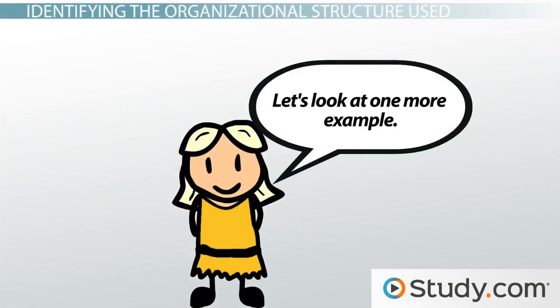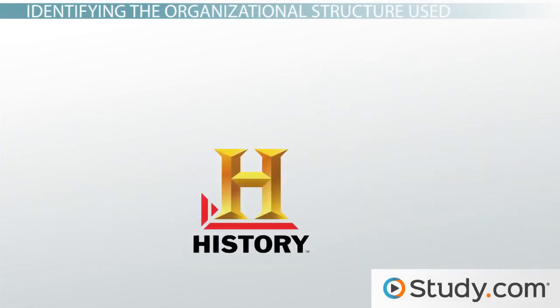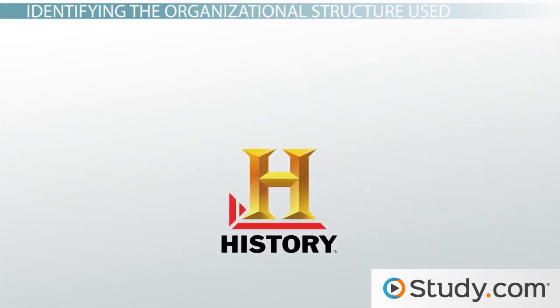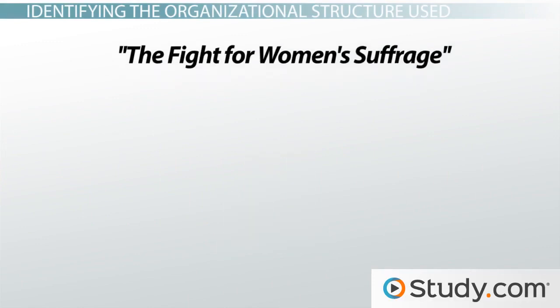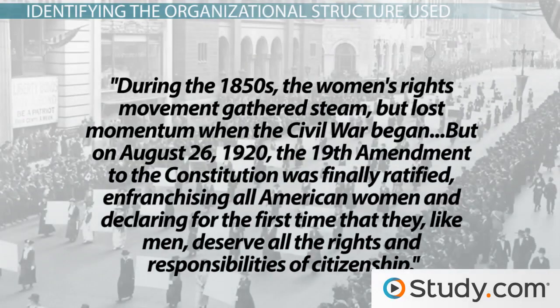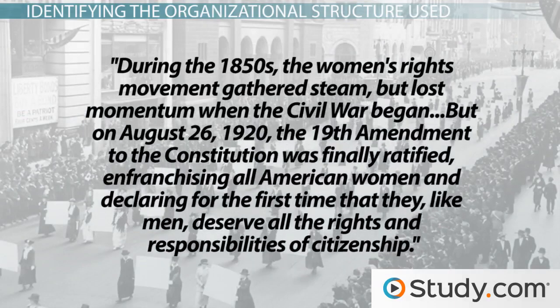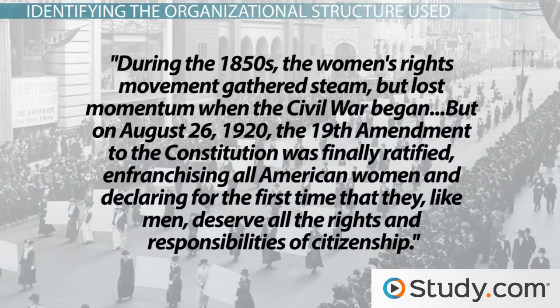Let's look at one more example. Here's an article from the History Channel entitled The Fight for Women's Suffrage. During the 1850s, the women's rights movement gathered steam, but lost momentum when the Civil War began. But on August 26, 1920, the 19th Amendment to the Constitution was finally ratified, enfranchising all American women and declaring for the first time that they, like men, deserve all the rights and responsibilities of citizenship.